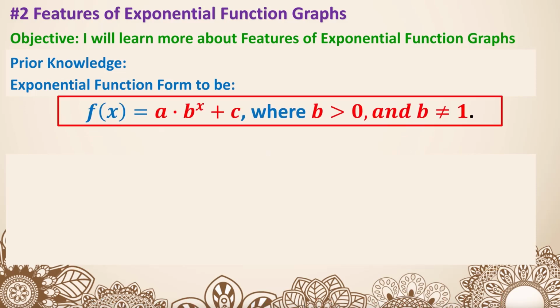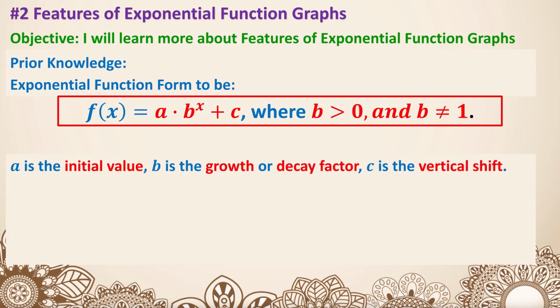Function form: f(x) equals a times b to the x power plus c. b is greater than 0, and b cannot be 1. That's the requirement. Then we also define those few things in the function. A is the initial value, b is the growth or decay factor, c is the vertical shift. B is the one that's actually going to affect if it's growing or decay. But A also plays a role, so you can't exactly just think it's always going to be greater than 1 or less than 1.